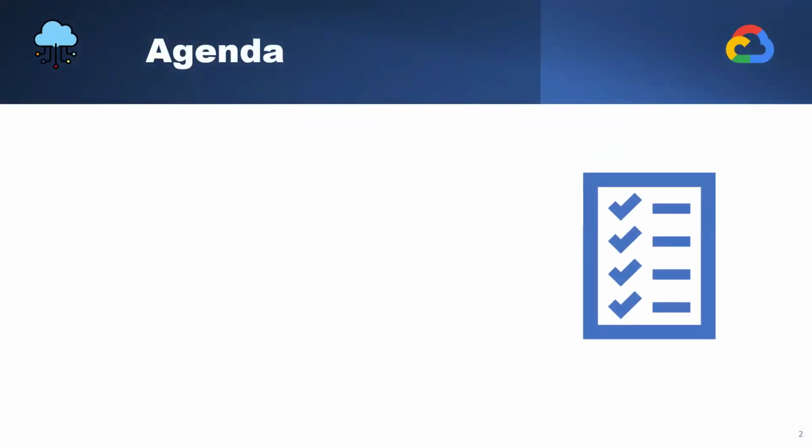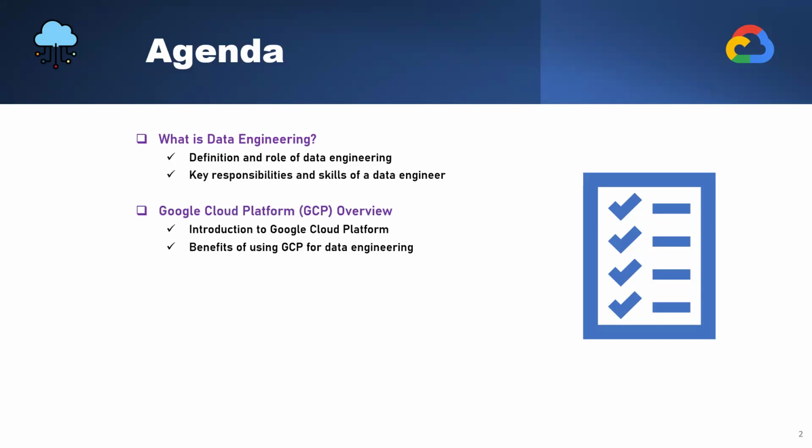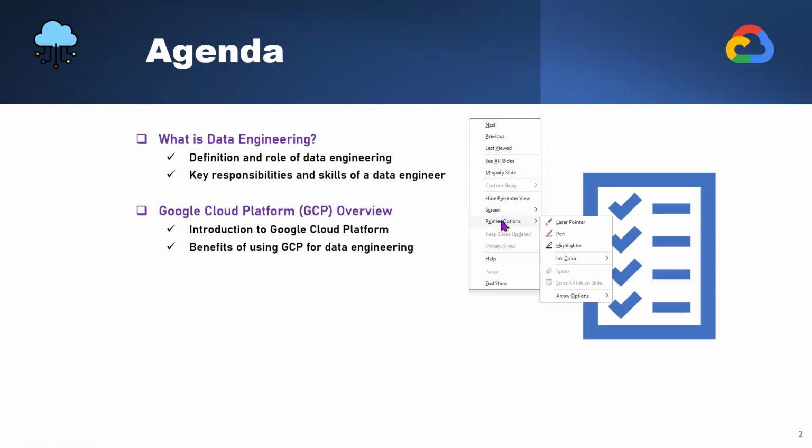What is the agenda for the demo session? Today we are going to talk about what is data engineering, first of all, because we want to become data engineers. So let us try to understand what is data engineering and what is the role of a data engineer. And what is Google Cloud Platform? How is it different from the Azure Cloud Platform and AWS Cloud Platform? And what are the benefits of using GCP over the other cloud platforms? Also we will try to see today. So we will talk about what is data engineering first, and then we will talk about what is Google Cloud Platform also.